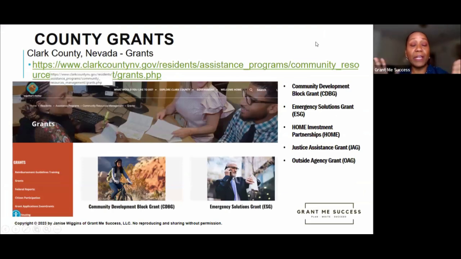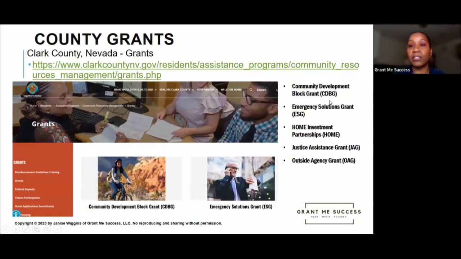Okay, I'm going to jump here now to county grants. So my county where I live is Clark County, Nevada. Your county, of course, wherever you live, if you're in a different state, will be different. But your county may offer grant opportunities as well. And so here in Clark County, Nevada, we have a couple of different grant opportunities that they show on their website.